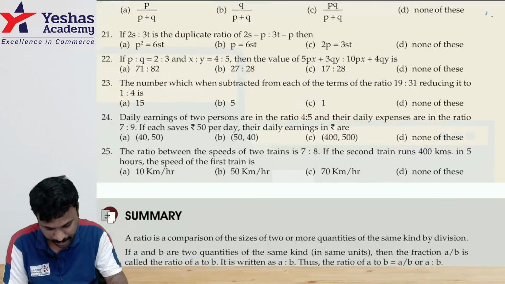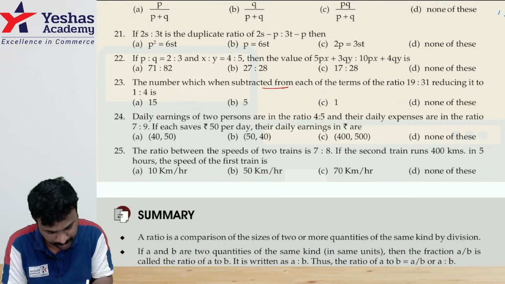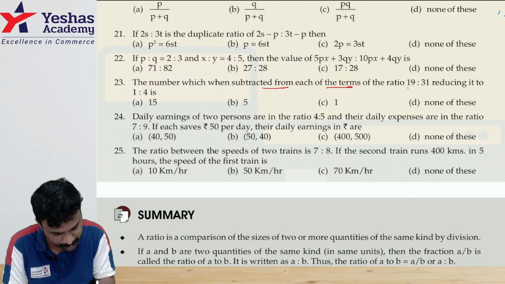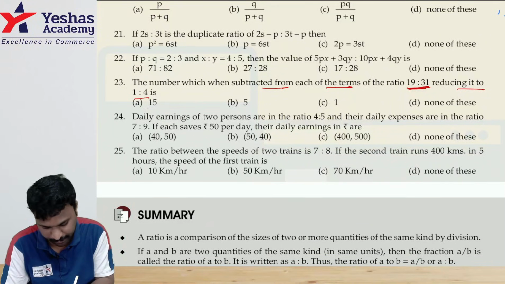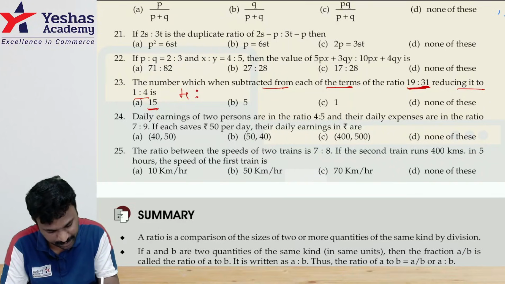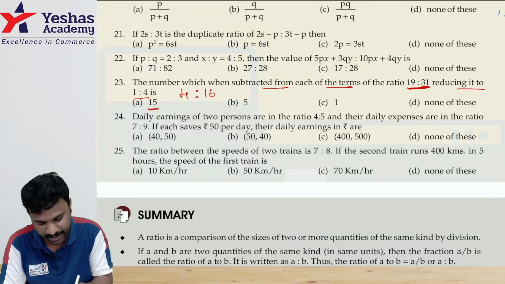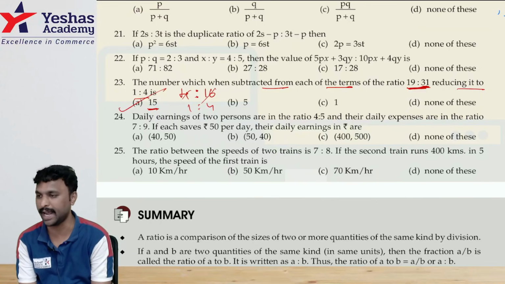What is the number which, when subtracted from each of the terms of the ratio 19:31, reduces it to 1:4? Guys, if I subtract 15 from 19, I get 4. If I subtract 15 from 31, I get 16. So isn't the ratio 1:4? Yes, that means option A itself is the right answer.